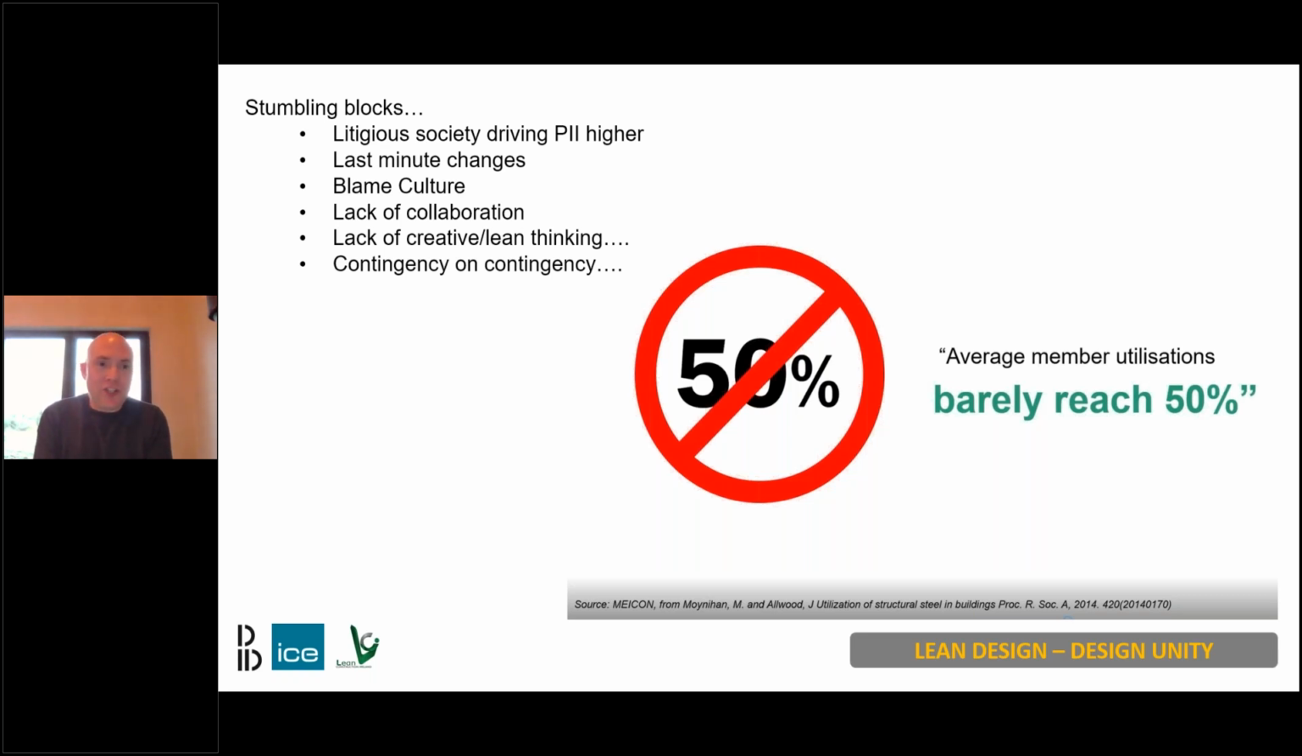What links back into litigious society there is the blame culture as well, and it's unfortunate that quite often we live in a society, we work within an industry where people do point fingers and say, well, if something's changed, why has that member increased? The cost is going up. So quite often we design to say, well, we don't want to get caught up in a blame culture. Lack of collaboration as well.